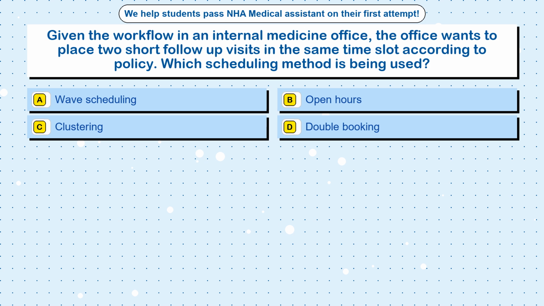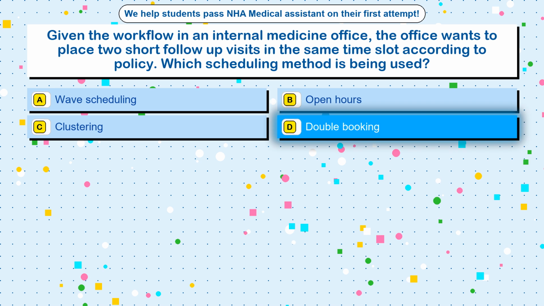Question 57. Given the workflow in an internal medicine office, the office wants to place two short follow-up visits in the same time slot according to policy. Which scheduling method is being used? Option A, wave scheduling. Option B, open hours. Option C, clustering. Option D, double booking. The correct answer is option D, double booking.